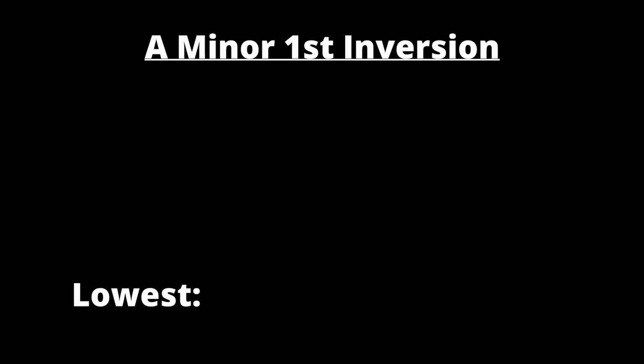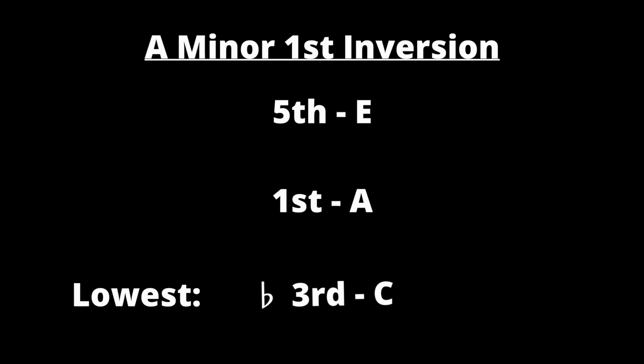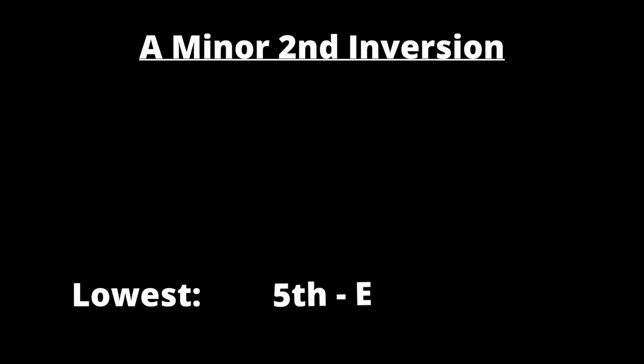Let's clarify this with an example. We'll use A minor here. The notes are A, C, and E. For our first inversion, we need the minor third note on the bottom, so we can go C, A, E, or C, E, A. For the second inversion, we need the fifth note on the bottom, so that means E, A, C, or E, C, A.